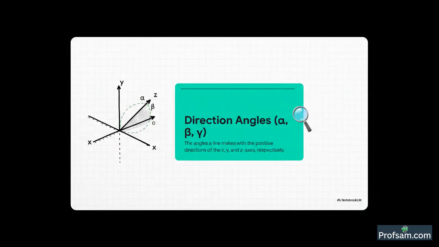All right, the first part of our GPS system is something called direction angles. Just imagine a line, like a laser beam, shooting out from the origin. The angle this line makes with the positive x-axis, we call that alpha. The angle it makes with the positive y-axis is beta. And finally, the angle it makes with the positive z-axis is gamma. So these three angles, alpha, beta, gamma, they perfectly lock in the exact orientation of our line in space.